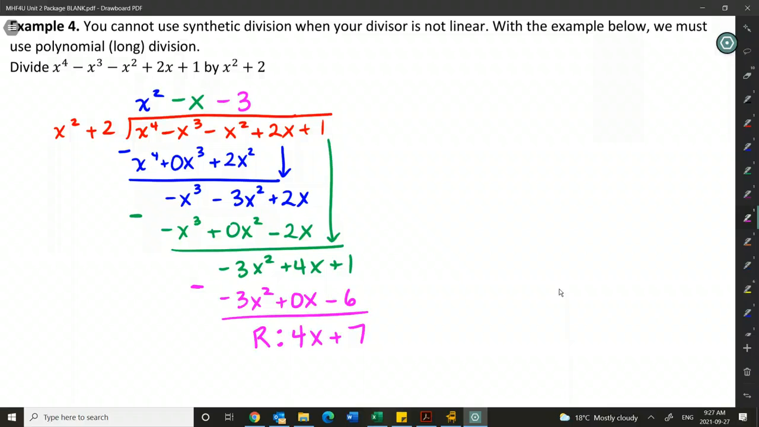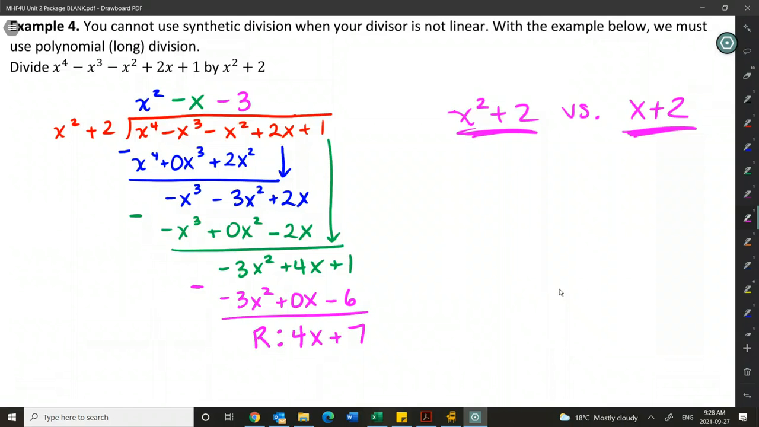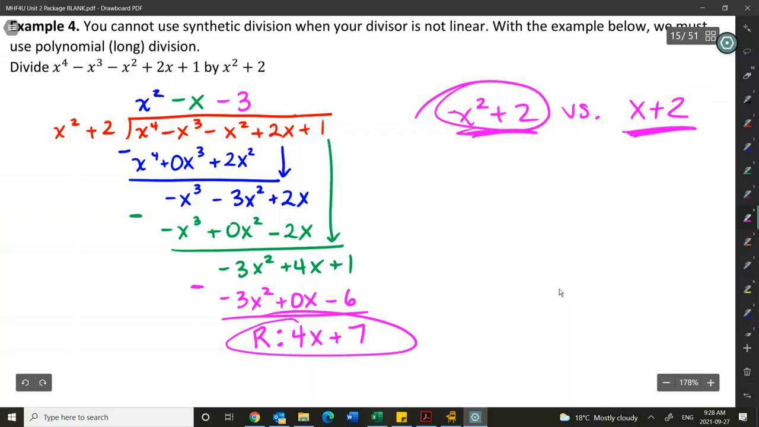So this versus this, right? This is linear, this is a line, it's degree 1. This is degree 2, it's a quadratic. I can also divide by anything higher than that too as well, right? But if I have something that's greater than degree 1, then I will probably get something like this in the remainder.